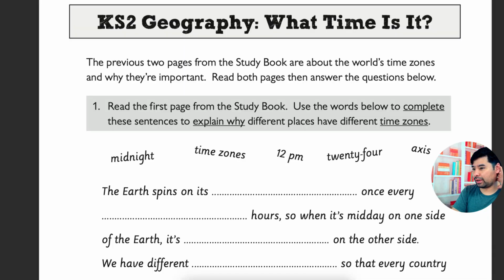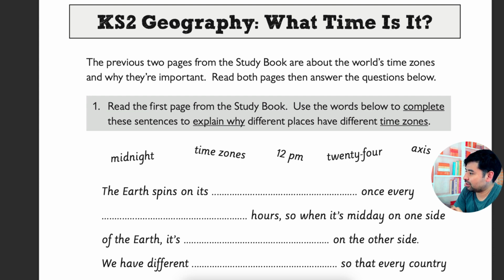So here we are, right? Geography, what time is it? Question part, okay? So just follow me. Number one: the previous 2 pages from the study book are about the words time zones and why they're important. So read both pages, then answer the questions below. Number one, read the first page from the study book. Use the words below to complete the sentences to explain why different places have different time zones. So we have to explain that.